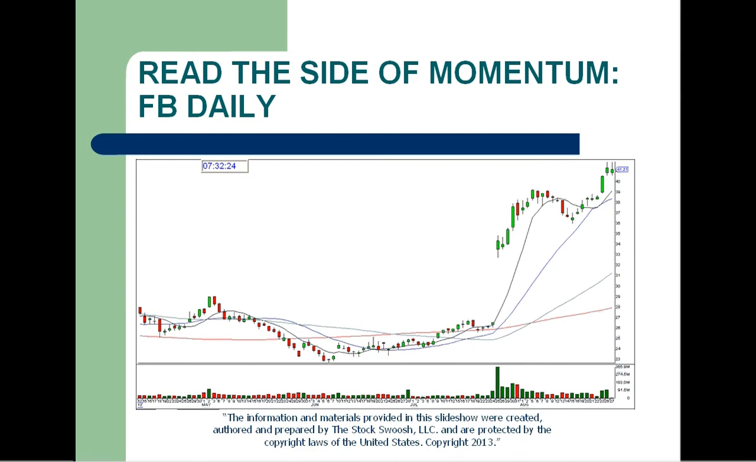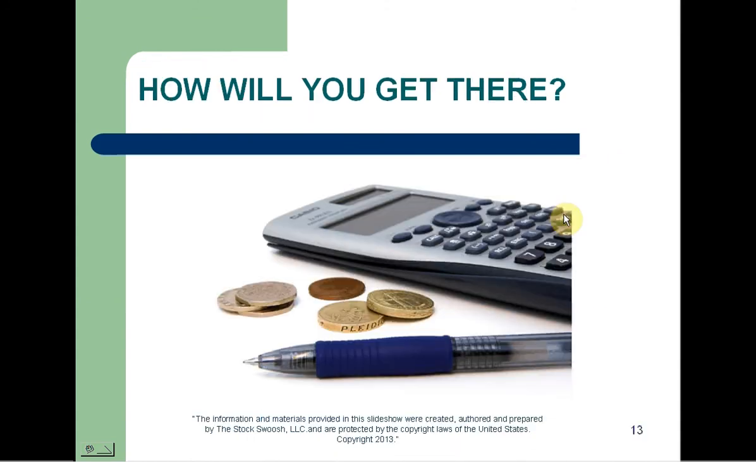Here's a clip of a chart. This is Facebook. Beautiful Facebook chart. Facebook had a gap up here in July. This is an example of a beautiful side of power, power to the upside, bullish.